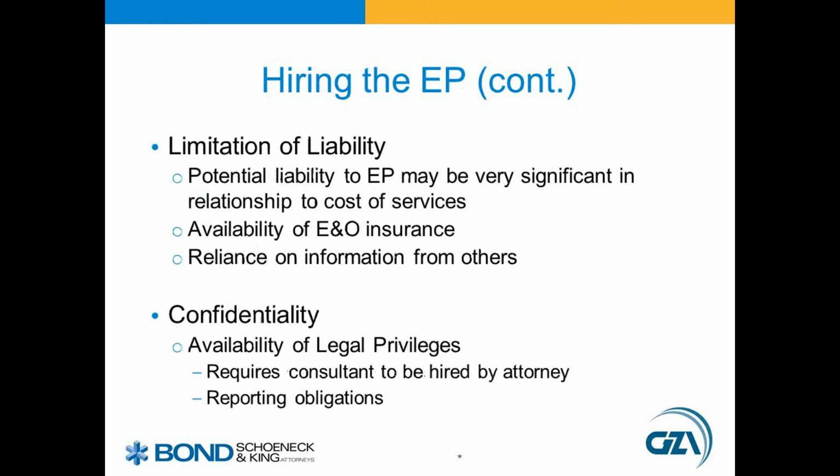It is very important to appreciate the EP's limitation of liability. Potential liability to the environmental professional may be very significant relative to the cost of services. Phase 1 investigations are inexpensive relative to the potential liability. The EP should carry errors and omissions insurance, which will cover them in the event any significant errors are found later on in the report. The EP's terms and conditions should include a dollar amount of their limit of liability. Liability is also inherent in the reliance on information from others, such as past reports and interviews.